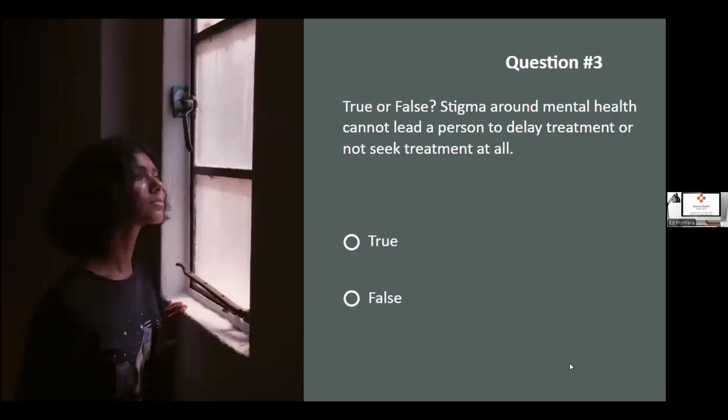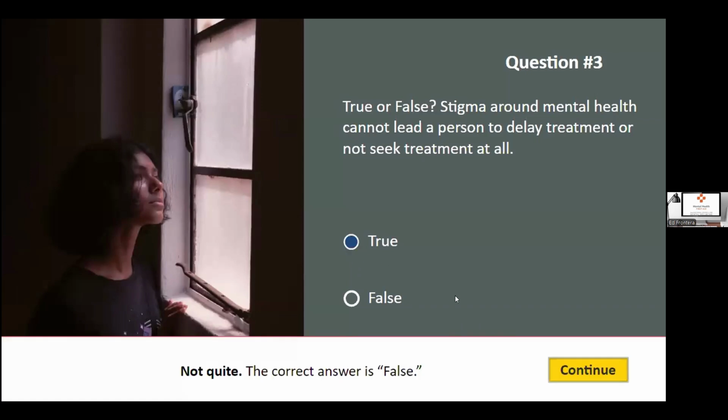Stigma around mental health cannot lead a person to delay treatment or not seek treatment at all. Not quite. The correct answer is false.